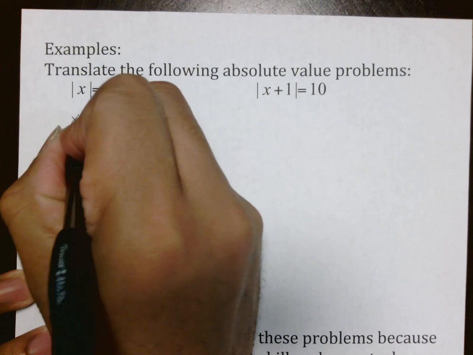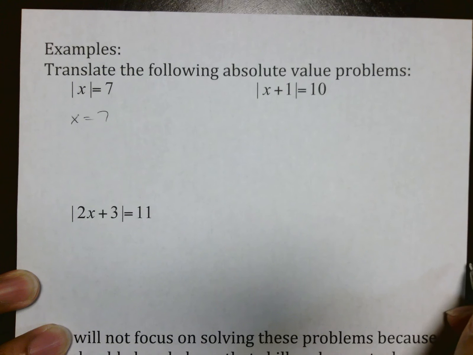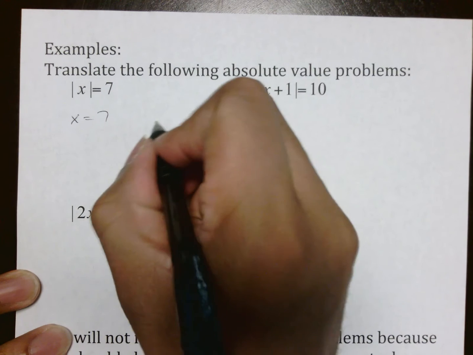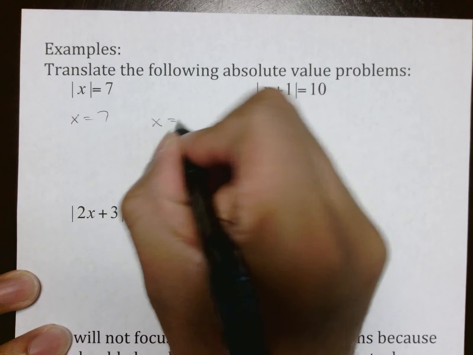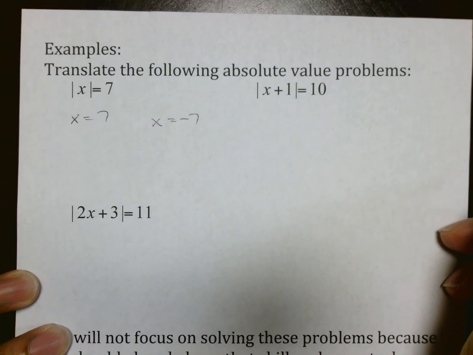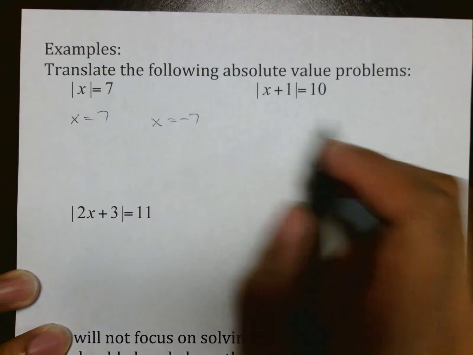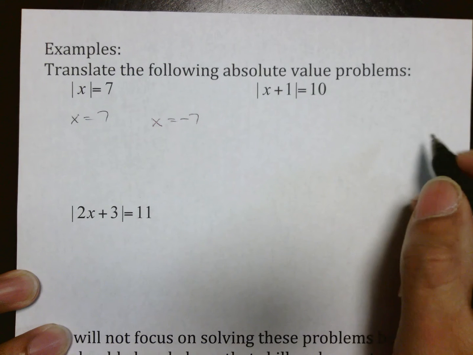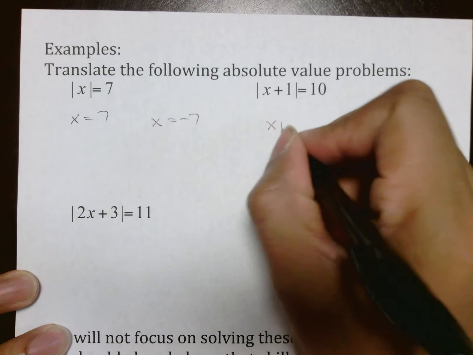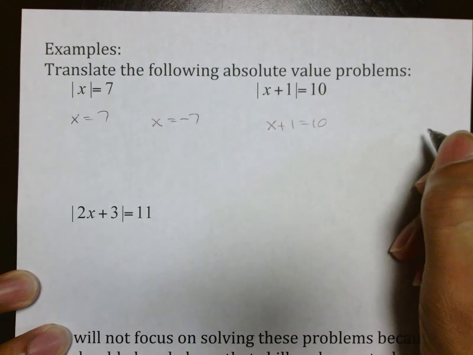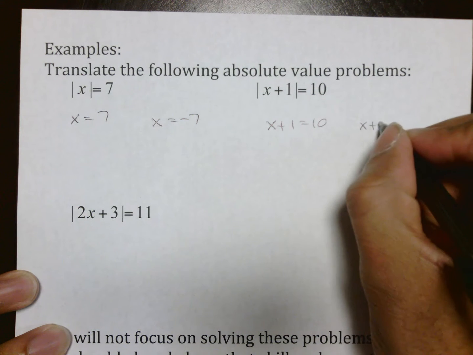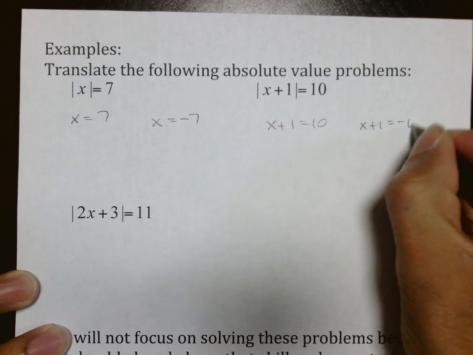Write this problem without bars, then move over, rewrite it without bars, but switch the number. That's all. That would be your two answers. 7 works, negative 7 works. Here, absolute value of x plus 1 equals 10. Write it without bars. And then secondly, write it without bars, but switch the second number.